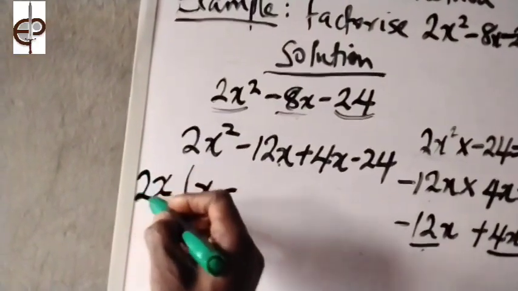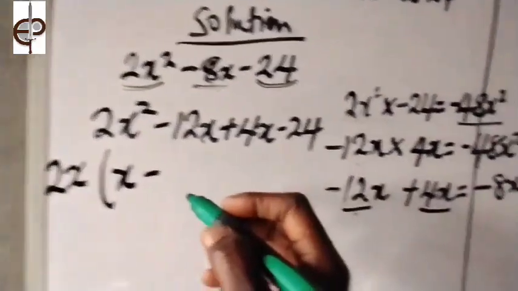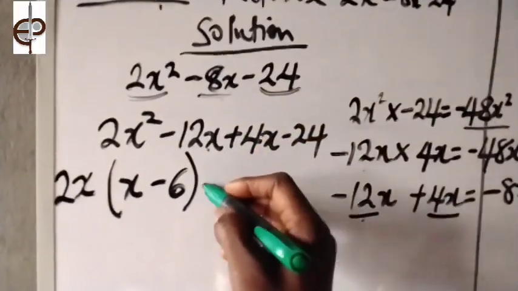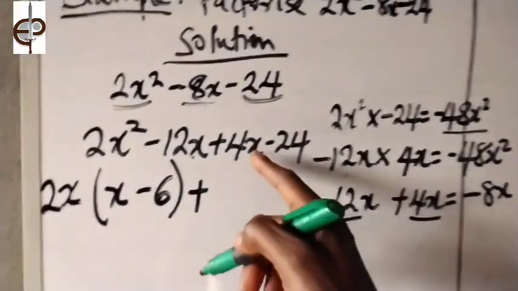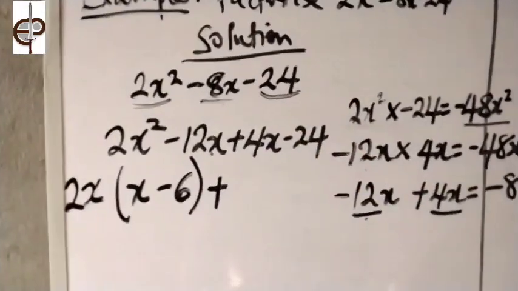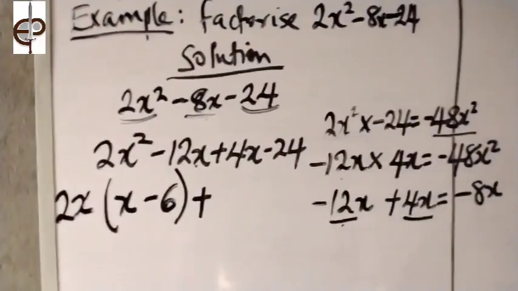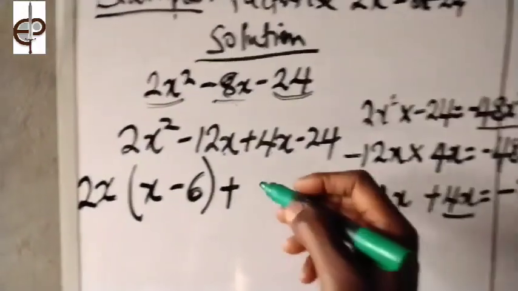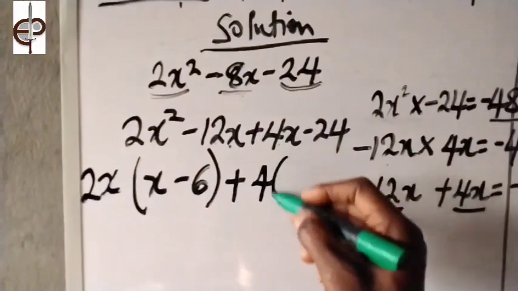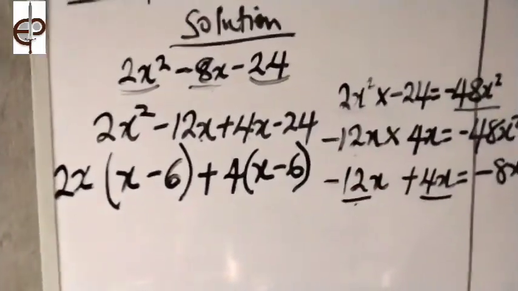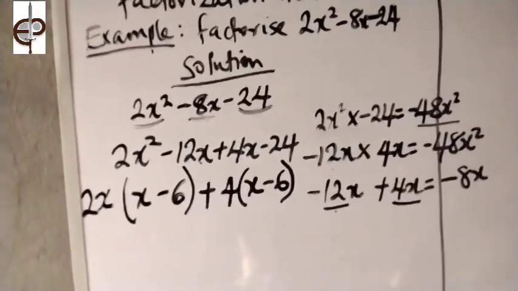So I factor out 2, and I have 6 left here, plus x is common to only this, but not to both. So I cannot factor out x here. But 4 is common to 4 and 24. If I factor out 4 here, I'm going to be left with x minus 6. 4 times 6 is 24.